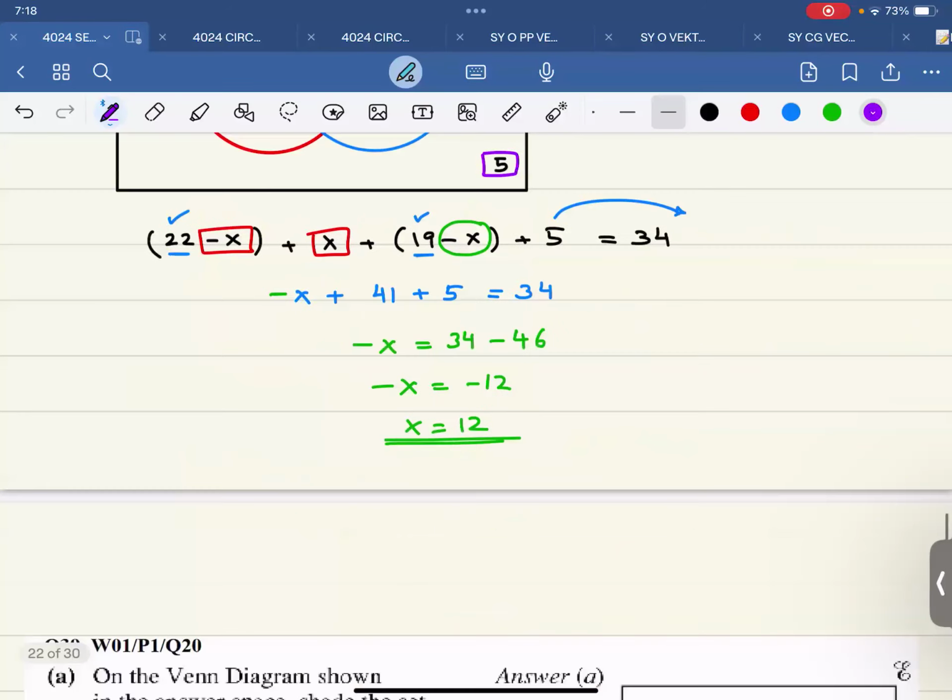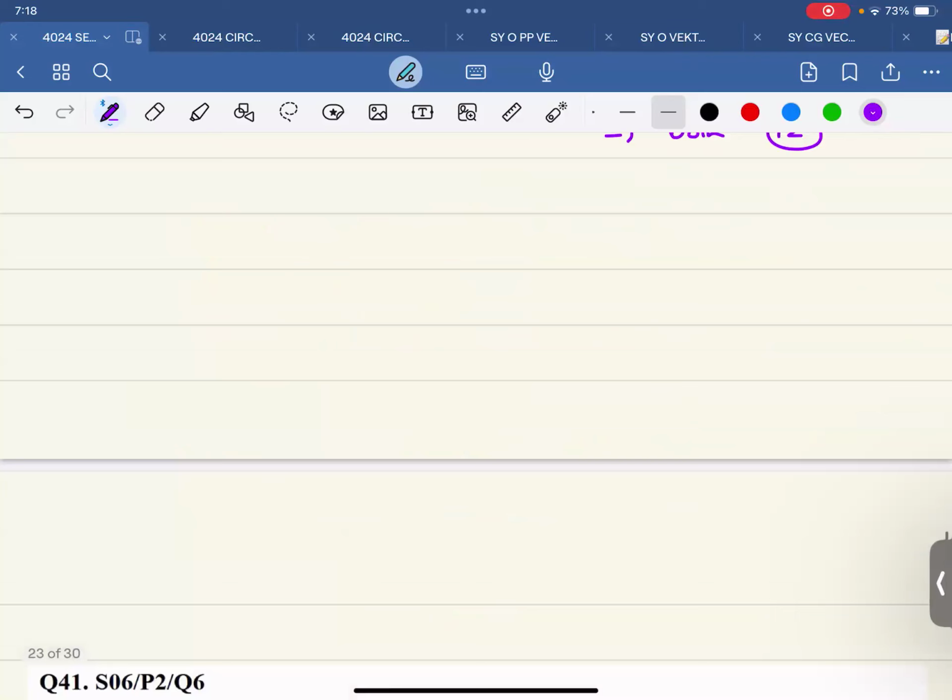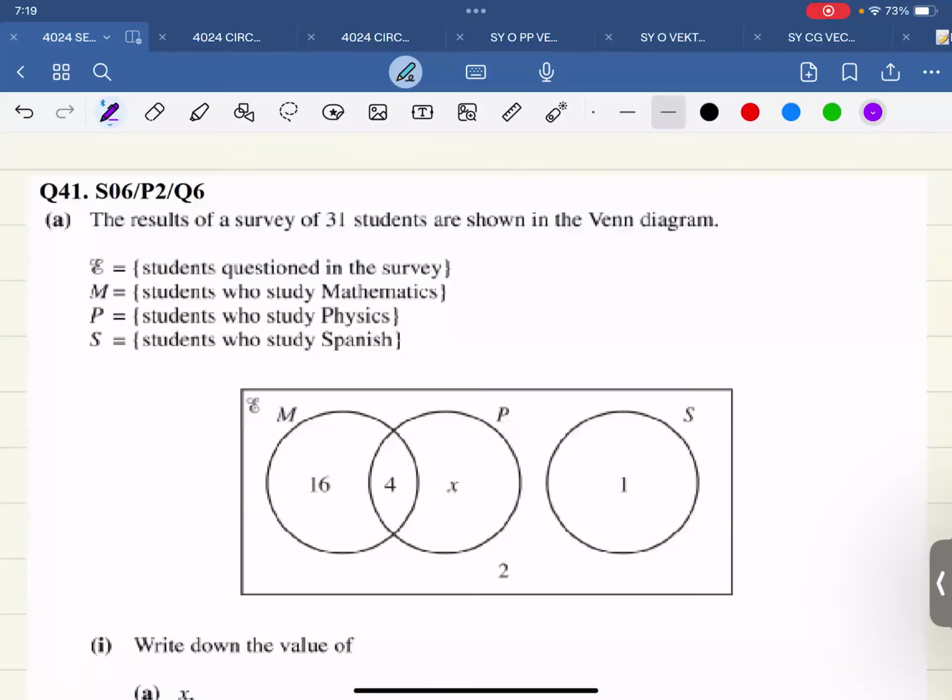Now let's look at this question. The question says, the results of a survey of 31 students are shown in the Venn diagram. Universal set, students questioned in the survey. That's the universal set. M, students who study math, that's this one. P, students who study physics, that's this one. And Spanish, that's a disjoint set, that's not connected. That's one. Write down the value of X.